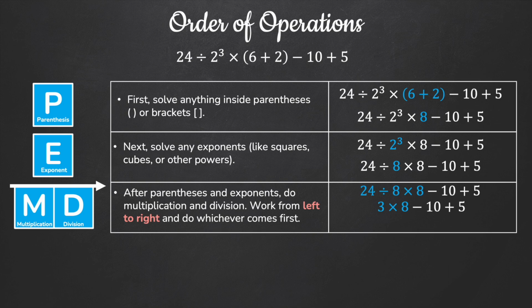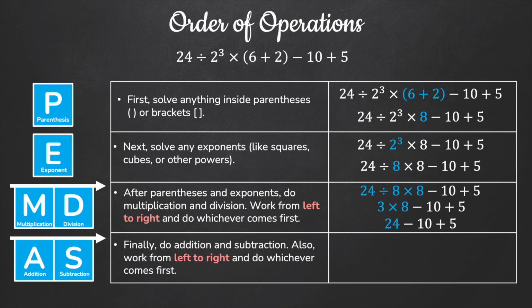And then we still have multiplication. So we're going to go ahead and multiply. 3 times 8 is equal to 24. And once I've substituted the 3 times 8 for the 24, we're going to rewrite the rest of the expression as is. So now we have 24 minus 10 plus 5.